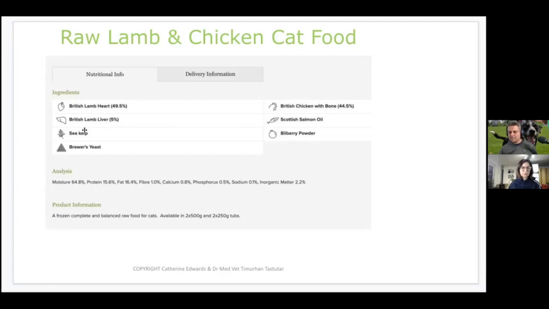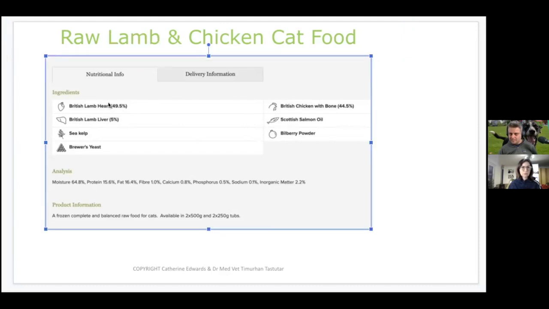kelp having all the minerals and vitamins they need from plant matter, Brewer's yeast cover a lot of protein and vitamins. And British chicken with bone, this is okay. British lamb with British lamb heart, this is okay. And British lamb liver. As you can see here, lamb and chicken does not have any lamb meat in it. It has heart in it and it has liver in it. But when you think about lamb, you would think about lamb meat. It doesn't contain any of that. So this should be actually chicken and lamb.